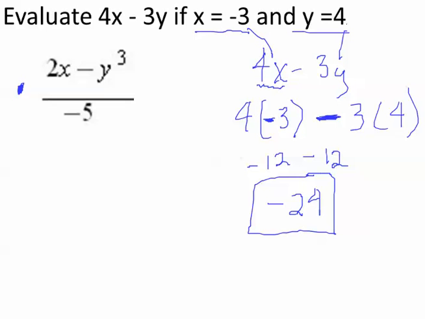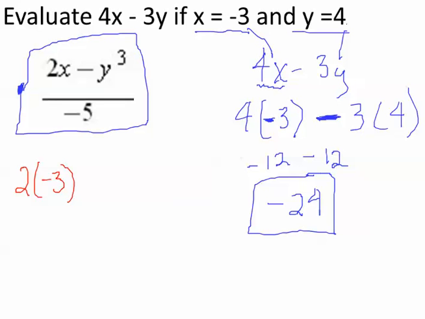I wonder, and I'm not sure, so we'll do both. Should I evaluate this guy with the same variables? And I think I will. I'll change colors and say 2 times negative 3 minus, here I'm plugging in for y cubed, so my y is 4, and I'll cube it. In the denominator, I'll put negative 5. I'm going to play with this on the top and get it all simplified, then I'll deal with that negative 5 on the bottom. And I know from PEMDAS that I need to deal with the exponents.